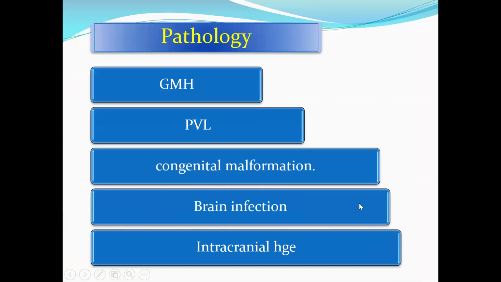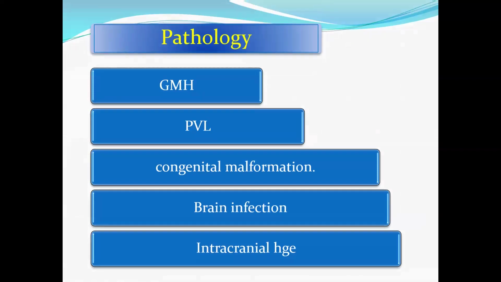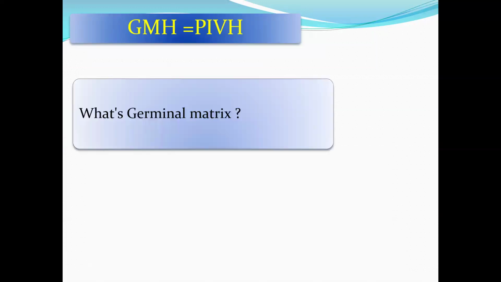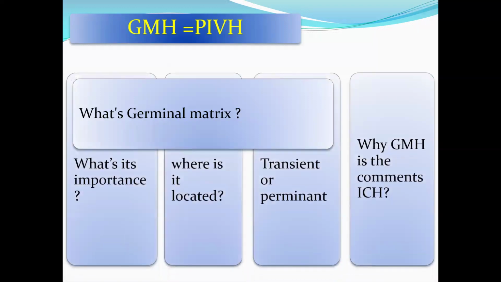Pathology: we have germinal matrix hemorrhage, PVL, congenital malformation, brain infection, intracranial hemorrhage. We will start from germinal matrix hemorrhage. Before we start, we have 5 main questions. What is the germinal matrix? What is its importance? Where is it located? Is it transient or permanent? And why is germinal matrix hemorrhage the commonest intracranial hemorrhage?